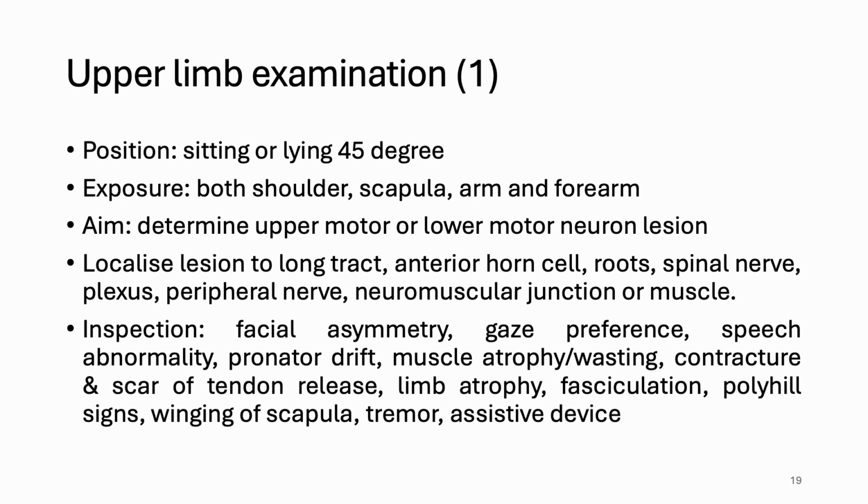You should start by inspecting the patient. As a gross screening, you should detect facial asymmetry, any gaze preference, speech abnormalities, and check for pronator drift. Look for muscle atrophy or wasting, whether there is a contracture or scar of tendon release, limb atrophy, fasciculations on the upper limb, specifically polyhedral signs, winging of the scapula, whether there is any tremor, resting or positional, and whether the patient is using any assistive device.